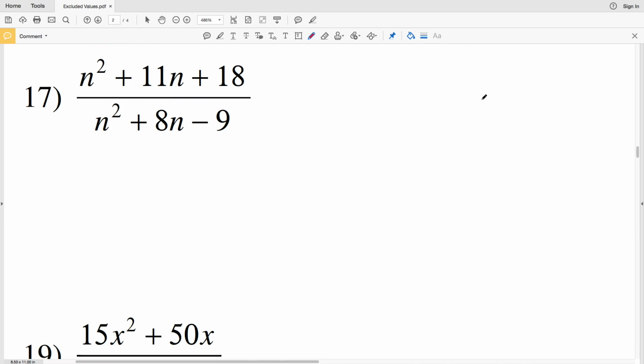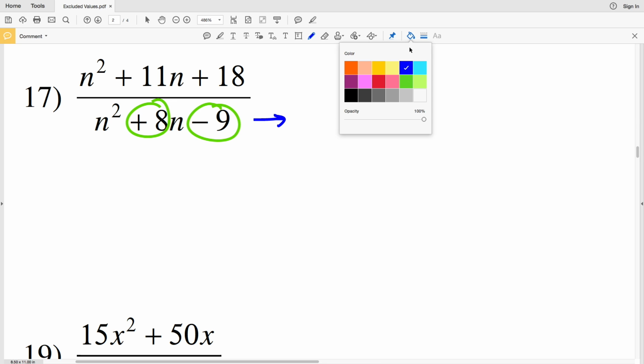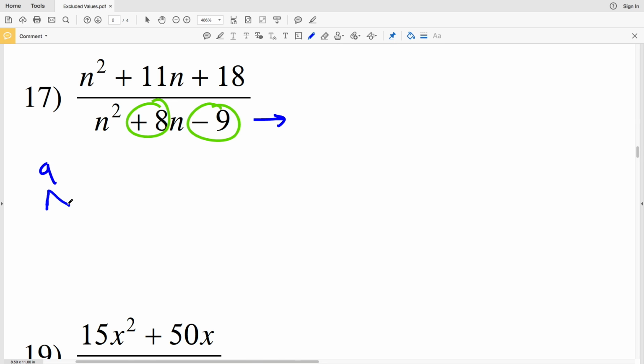Continuing on to number 17, again you can see we have a quadratic as our denominator, so I'm going to rewrite that in factored form. So what two numbers multiply to give me negative 9 and add to give me a positive 8? The factors of 9 that will work for that are 1 and 9, where the 1 is negative, because negative 1 times 9 is negative 9, and negative 1 plus 9 is a positive 8. So I'll rewrite my quadratic that's in the denominator as n minus 1 times n plus 9.